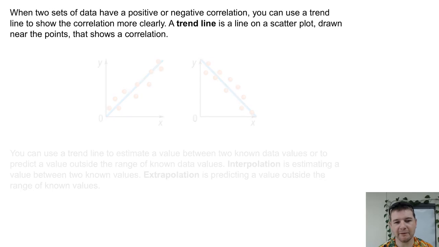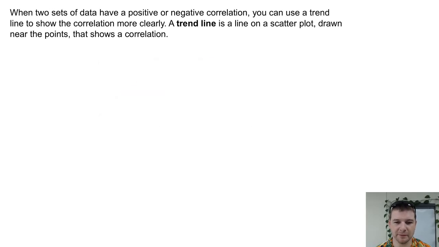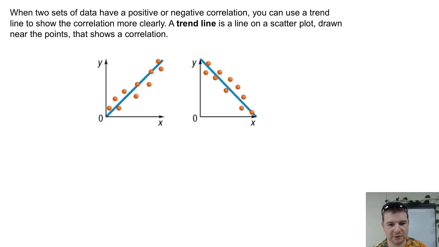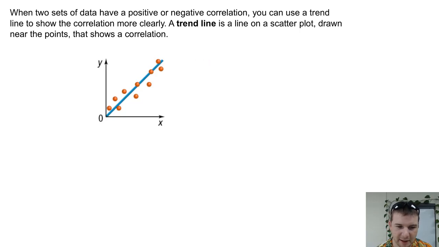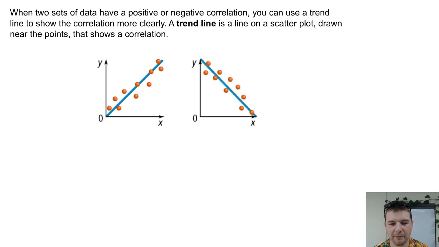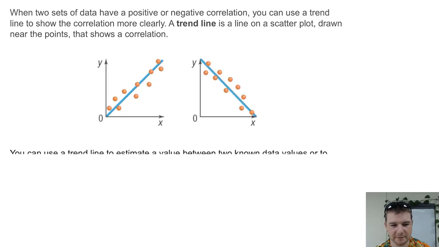When two sets of data have a positive or negative correlation, you can use a trend line to show the correlation more clearly. A trend line is a line on a scatter plot drawn near the points that shows a correlation. So we can see two trend lines here. First, with this positive correlation, notice how the line itself, this trend line, seems to best fit those data points and show the trend that the data represent. Same thing on the right, as we have a negative correlation.